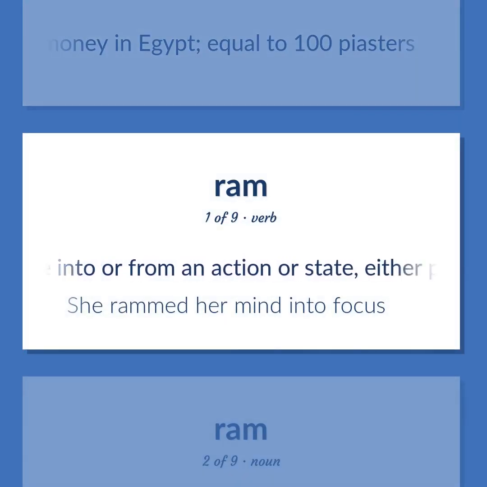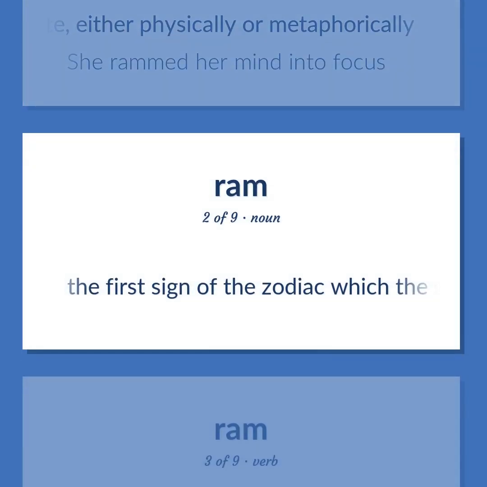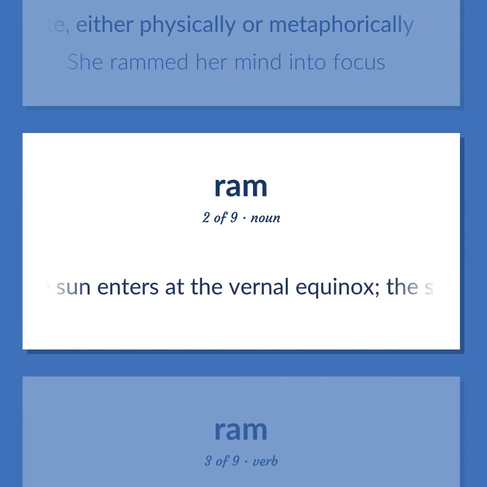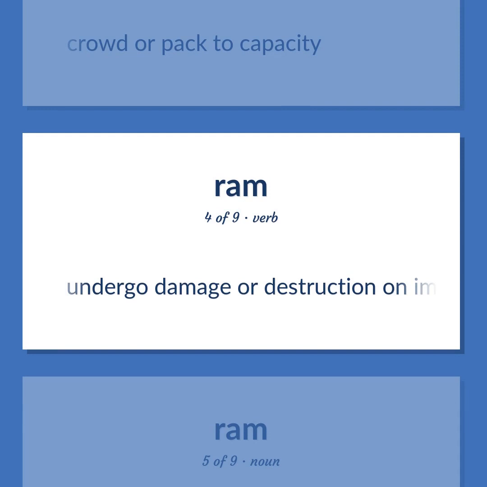Force into or from an action or state, either physically or metaphorically. She rammed her mind into focus. The first sign of the zodiac, which the sun enters at the vernal equinox. The sun is in this sign from about March 21st to April 19th. Crowd or pack to capacity. Undergo damage or destruction on impact.